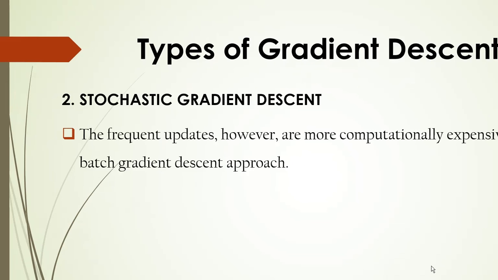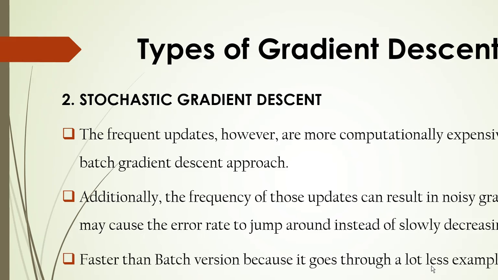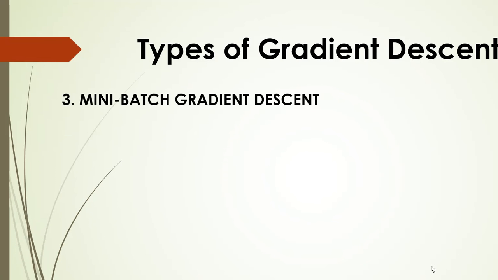The frequent updates, however, are more computationally expensive than the batch gradient descent approach. Additionally, the frequency of those updates can result in noisy gradients, which may cause the error rate to jump around instead of slowly decreasing. It is faster than the batch version because it goes through a lot fewer examples than batch. Okay, so the next type is mini batch gradient descent.